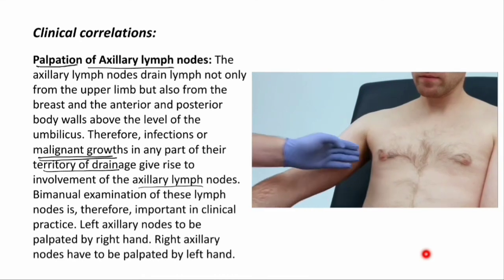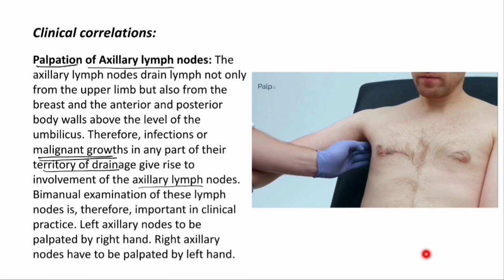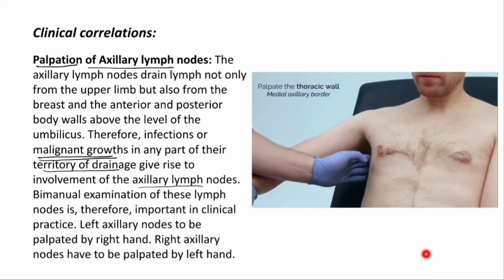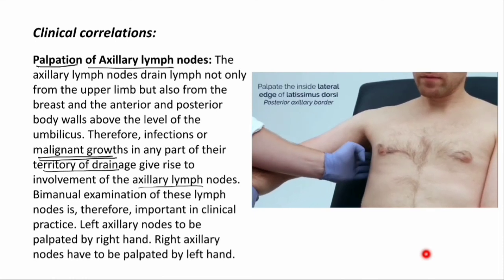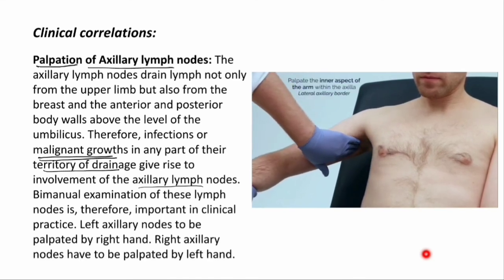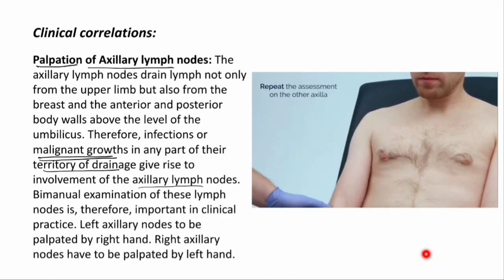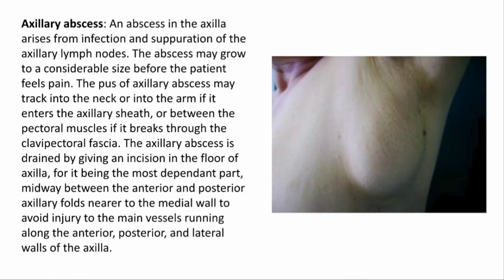So you can watch this. First you have to palpate on the lateral edge of the pectoralis major muscle on the anterior axillary fold, and next the medial border on the thoracic wall, and now on the posterior axillary fold on the latissimus dorsi muscle, and now on the humerus on the lateral axillary fold. By this you can palpate all, and by pushing against the apex you can palpate the apical group of lymph nodes.